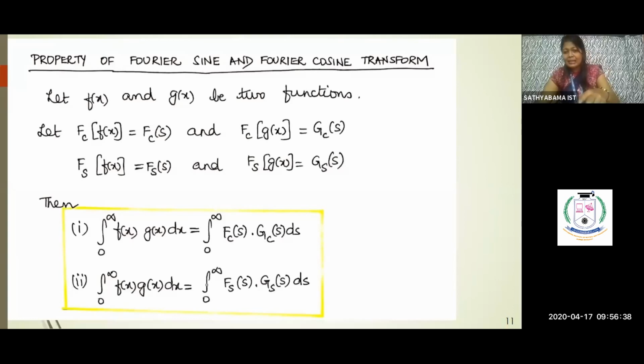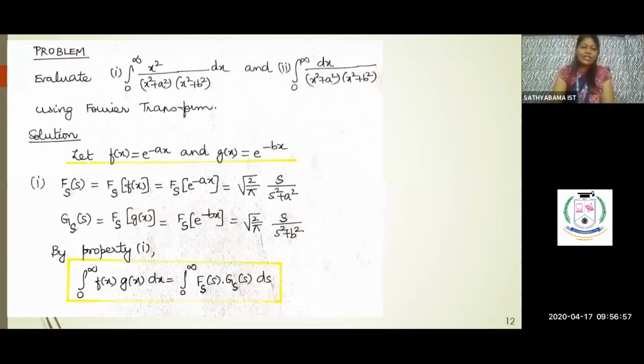Similarly, look at the last step. What are Fs(s) and Gs(s)? They are the Fourier sine transforms of f(x) and g(x) respectively. So I want you to remember this property by heart, because we're going to evaluate integrals using this property that we've seen just now. Let's see how we do it. Let's go to the next slide.